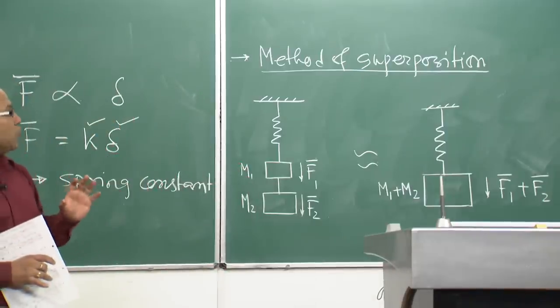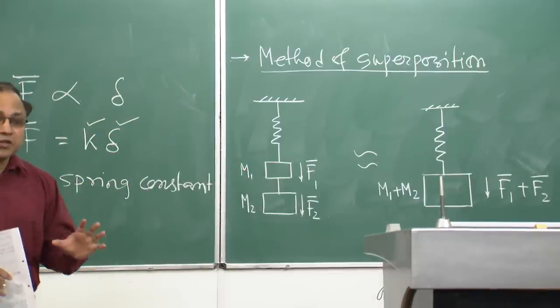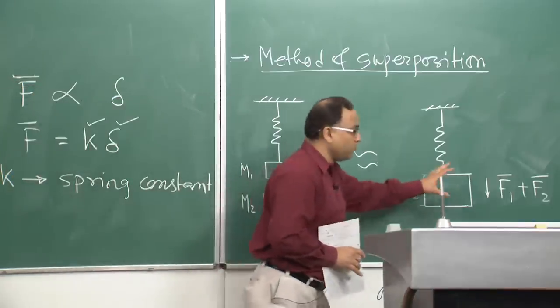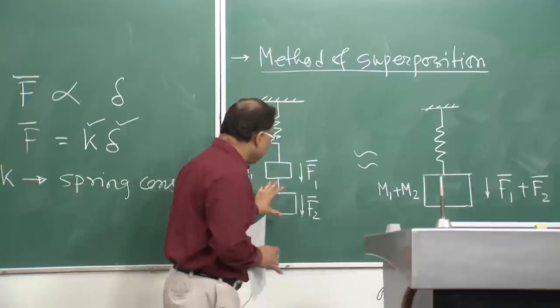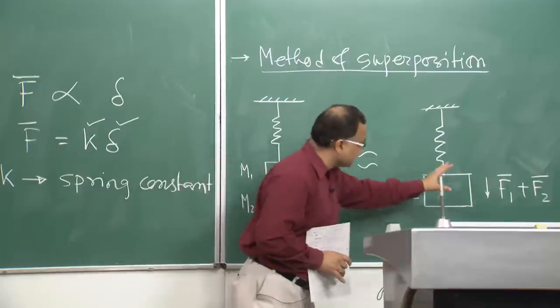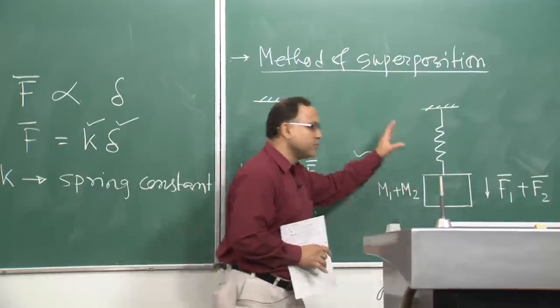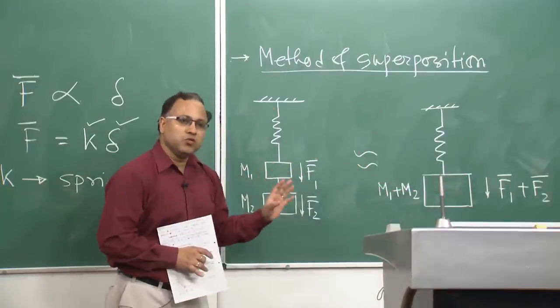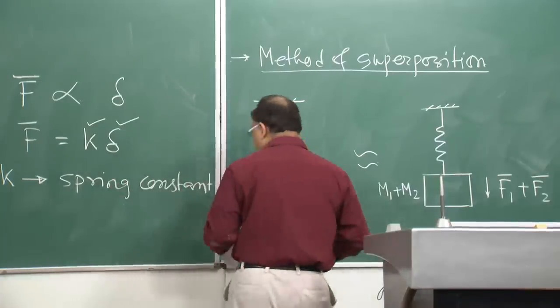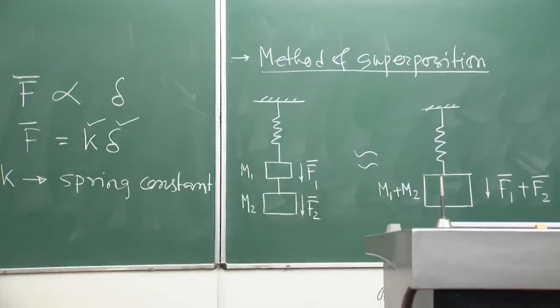And this is known as the method of superposition. That means instead of having an individual force, you can switch over from this system to this system, or from this system to this system. So there is no problem at all. Okay. So, if we try to write it down in a sentence, what is the method of superposition? We can write it down like this.